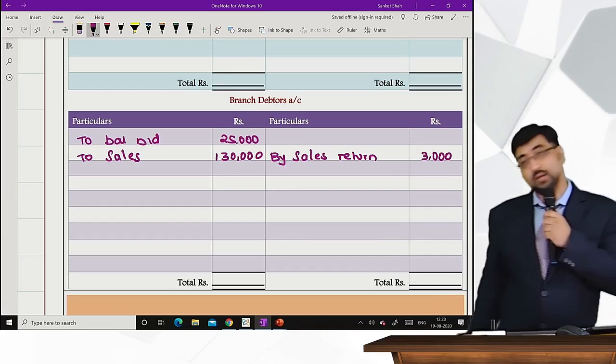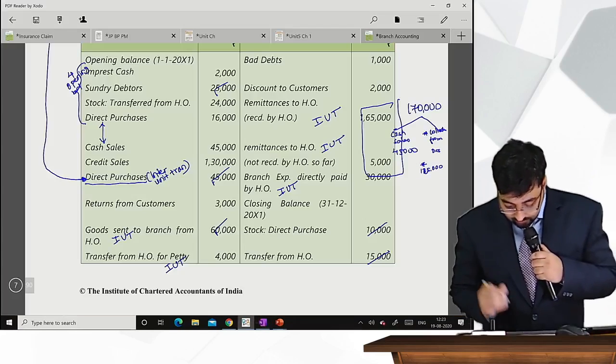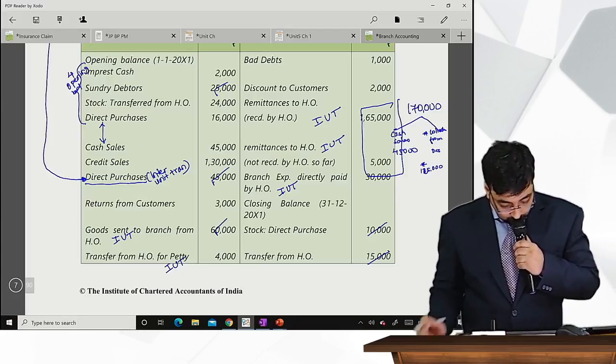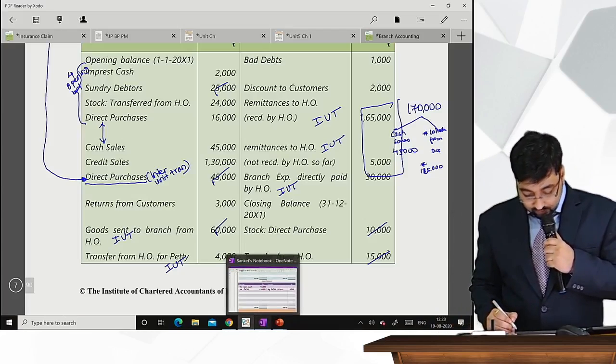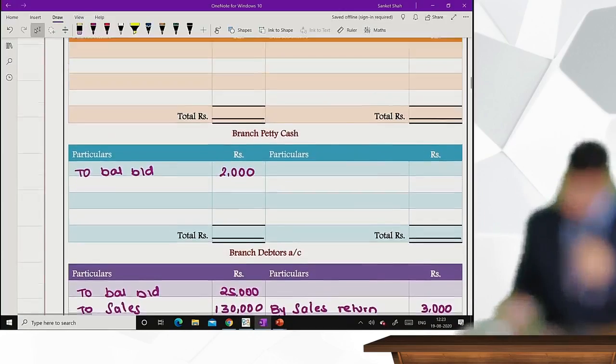Okay, sir, I understood it. It's very easy now. Now, goods sent to branch. Goods sent to branch, this is goods sent to branch.